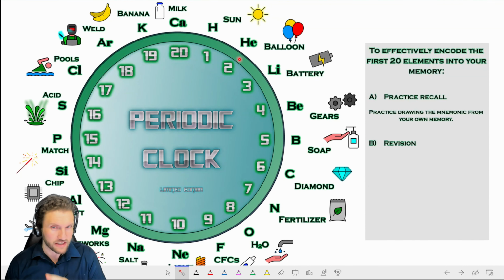Now, revision's important, and I would recommend something like spaced repetition. So don't just repeat it today, repeat it again the next day, and then the next day, and then 3 days later, and then 5 days later, and then 10 days later, and then 30 days later, and then a year later. What happens then? Well, you'll remember it for life. Fascinating. Test it out. Let me know if it works.